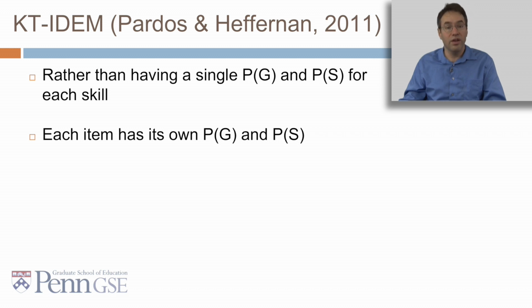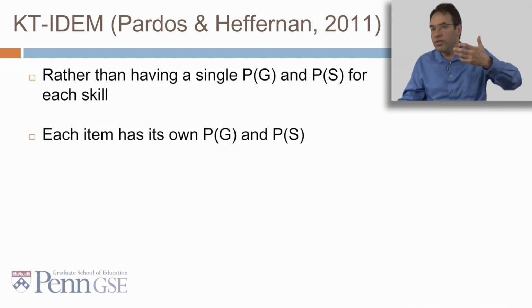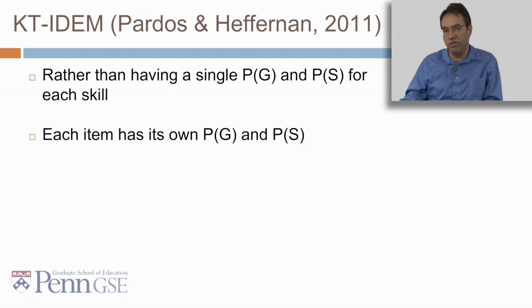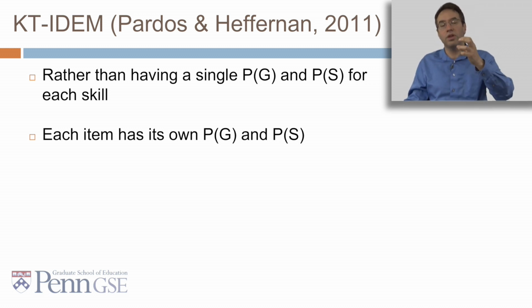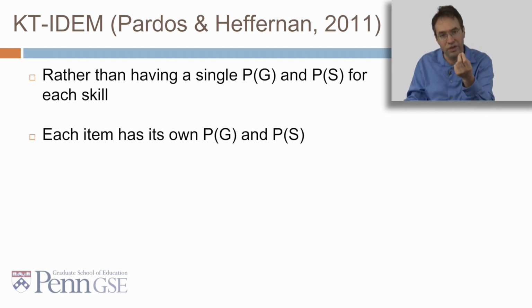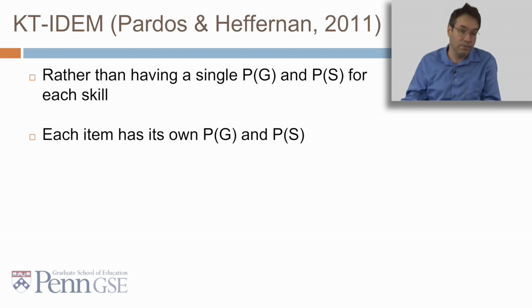The first of them is KT-IDEM, where rather than having a single P of G and P of S for each skill, each item has its own P of G and P of S. Now, this may remind you a little bit of contextual guess and slip from the last lecture, but keep in mind, whereas there we were trying to really, situation by situation, estimate the current probability, was this action a guess or slip, here we're just saying, let's have different guess and slip for each item.